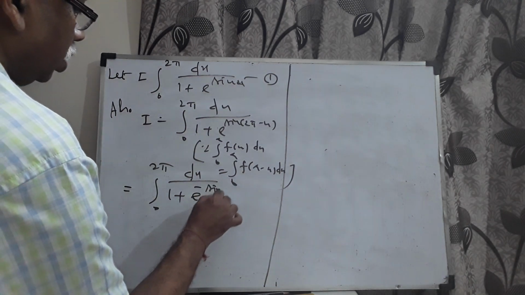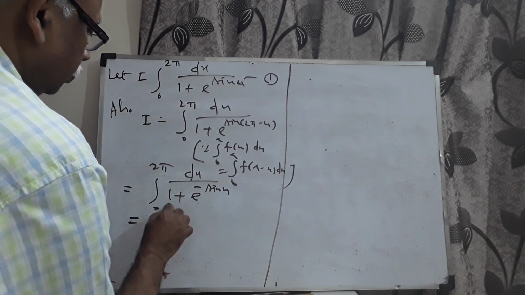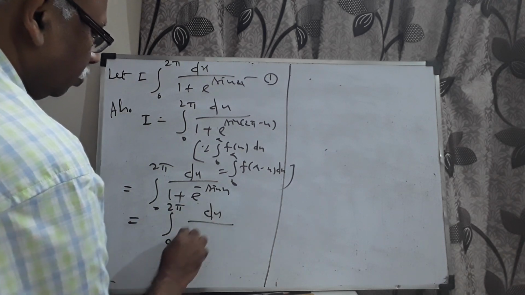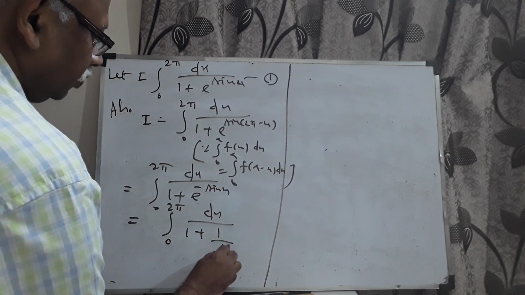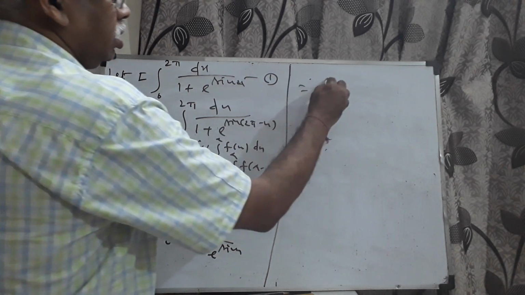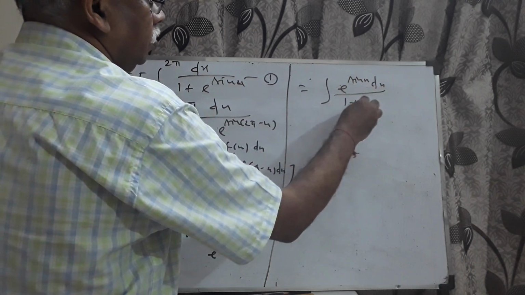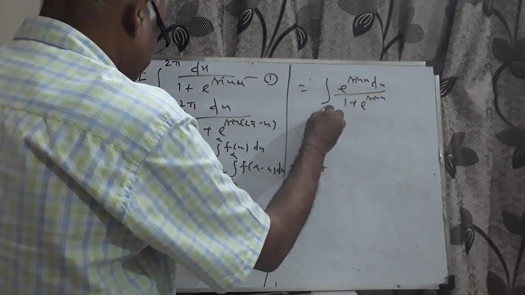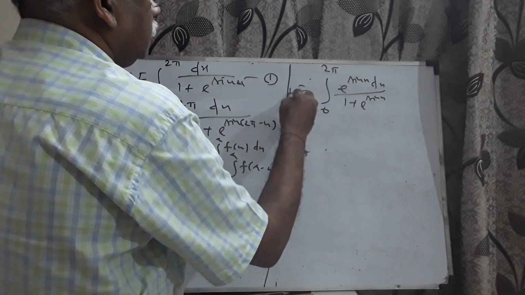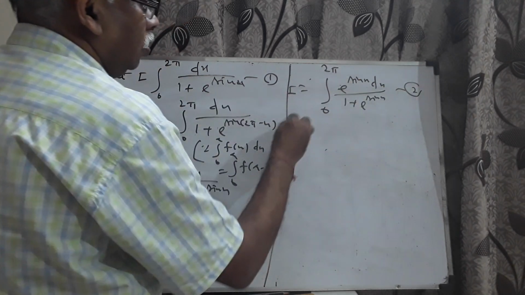Therefore, it gets reduced to minus sin x, which gives integral 0 to 2 pi dx by 1 plus 1 by e power sin x. This can be written as integral e power sin x dx by 1 plus e power sin x, or e power sin x plus 1, either way. This is again my I. Add 1 and 2.